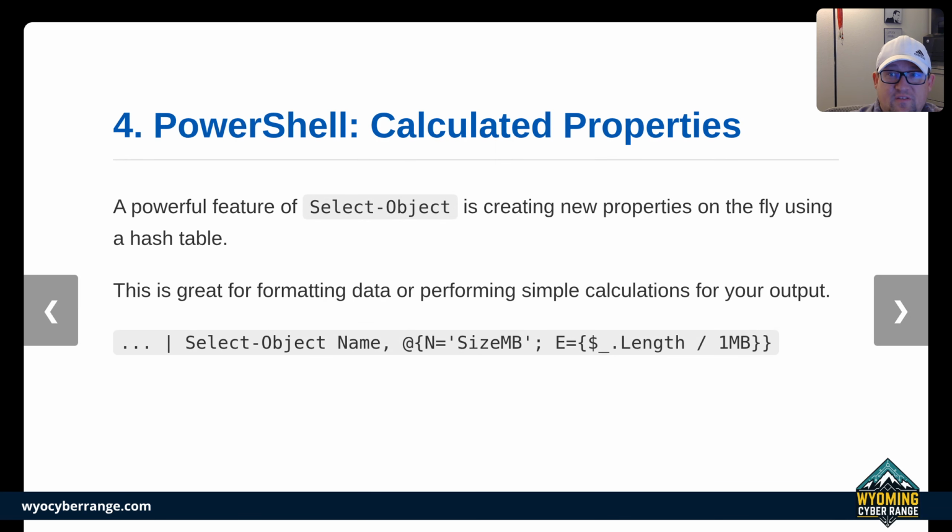Now, this is really a powerful feature of Select-Object. You can actually create new properties on the fly by using a special hash table syntax. This is perfect for converting some of that data or doing simple calculations right in your command. In this example, we're selecting the file's name and then creating a new property that we're naming SizeInMegabytes. The expression for this property takes the file length in bytes and divides it by 1 megabyte. Now this is going to give us a clean, easy to read megabyte format, so that we don't have to read everything in bytes.